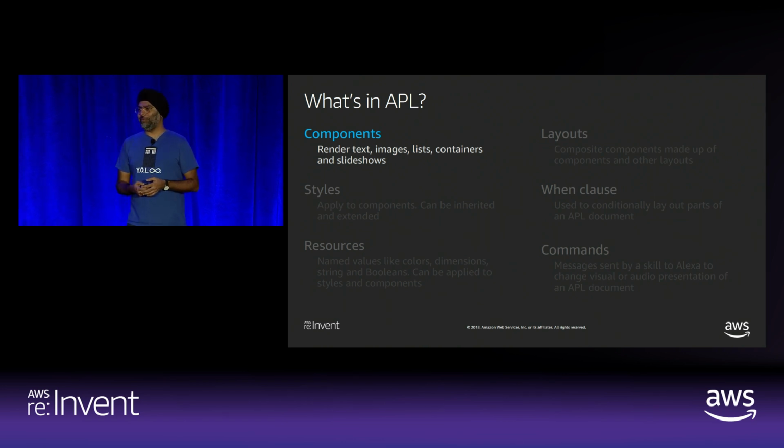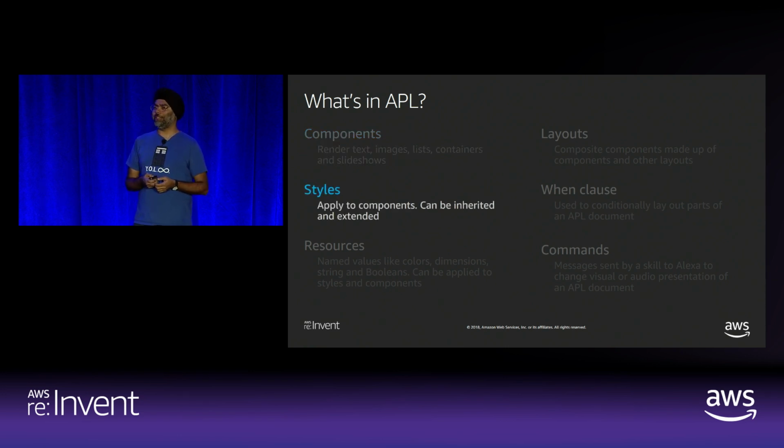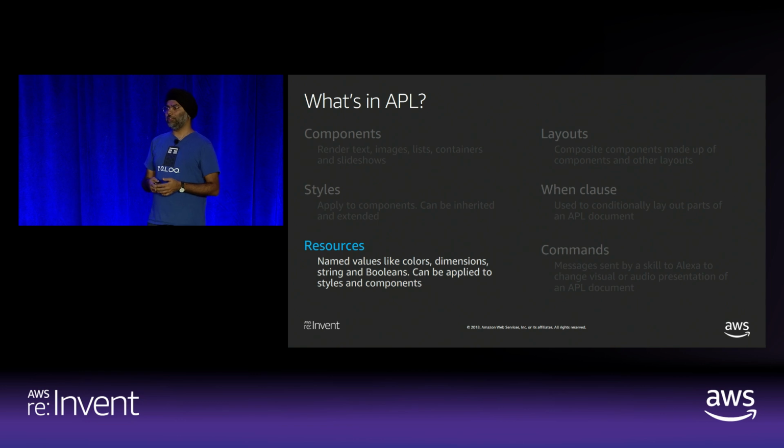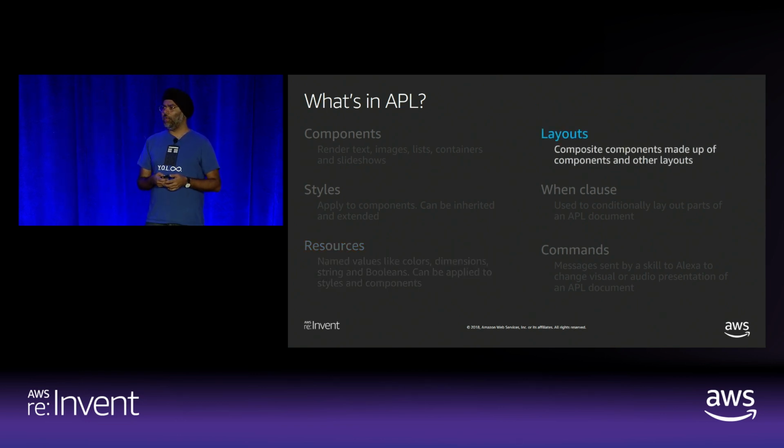What does APL have? You're going to be familiar. It's got basic design language components, images, text, lists, containers, all that is there. Alexa components can be styled. The styles are extendable. If you're familiar with CSS, these styles should feel familiar. Alexa Presentation Language has resources, named values, basically. These can be strings, booleans, dimensions, whatever you want them to be.